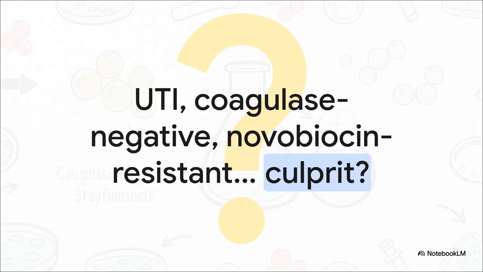Okay, let's do a quick rapid-fire review to cement all of this. You've got a young woman presenting with a UTI. The lab shows gram-positive cocci in clusters. They are coagulase negative, and they are novobiocin resistant. Who's the culprit? Yep, Staphylococcus saprophyticus. Understanding these key differences between S. aureus and CoNS gives you a massive advantage on the wards.